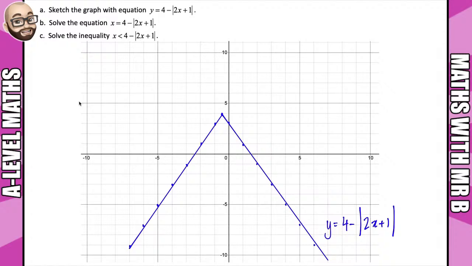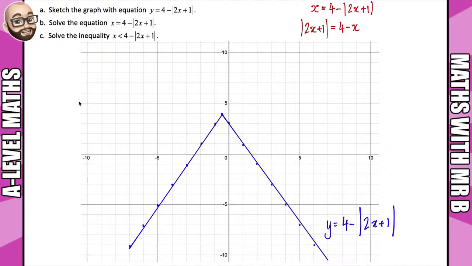Then it says we need to solve the equation x equals 4 minus the modulus of 2x plus 1. So that's without sketching anything yet. Can we solve it? So let's have a think about how we could do that. The first thing we need to do is rewrite the question. We need to move things across to the other side. So what we're going to do here is move the modulus of 2x plus 1 to the left hand side, and we're going to move the x to the right hand side. So that's going to get us positive the modulus now of 2x plus 1 equals 4 minus x.